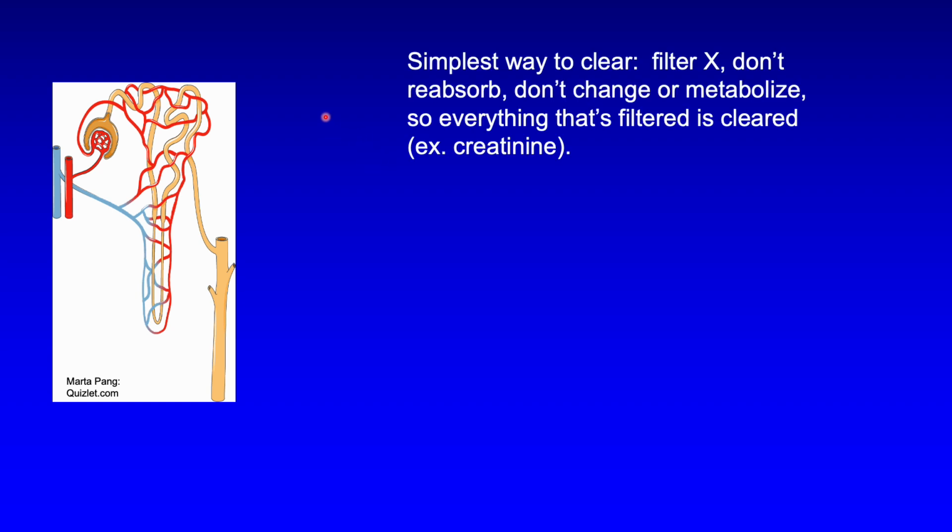Without even going through the math of deriving the clearance formula as we did in video number 1, we can see certain principles. First, clearance is higher if the kidney clears something like X efficiently. The simplest way to clear X is for it to be freely filtered at the glomerulus and not reabsorbed or changed or metabolized by the tubules as it travels all the way down. Then from the blood and urine concentrations of X and the rate of urine flow, we can calculate a clearance in mLs per minute. Say it's 100 mLs per minute.